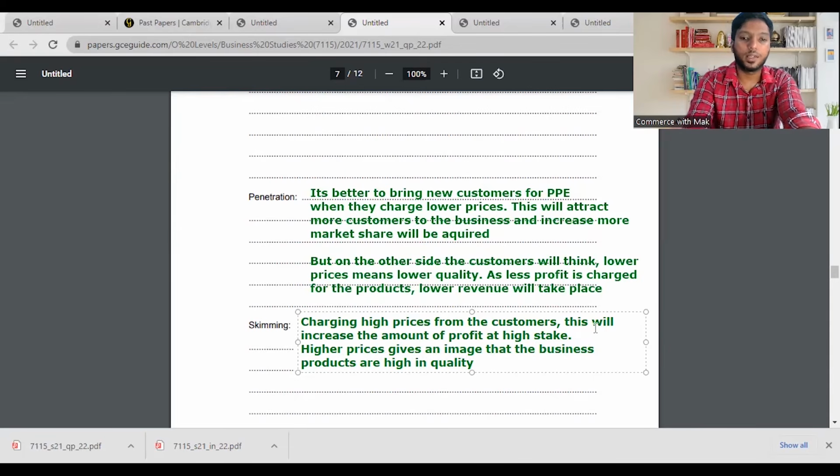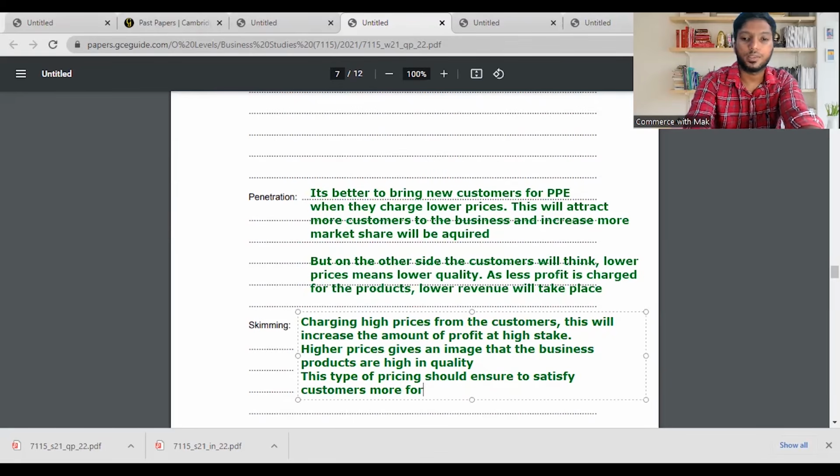But on the other side, this type of pricing should ensure to satisfy customers more for the price they are paying. If the product is not as satisfactory as they think, it will tarnish the reputation of the business. And also, skimming is a good pricing method when it comes to this type of business. So from these 3 points of view, I can say skimming is one of the good ways, and the second thing, the innovativeness also should be there when it comes to products like this.